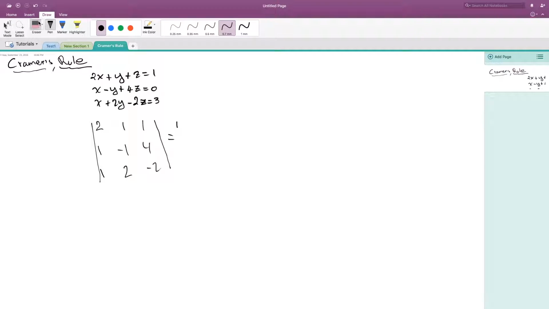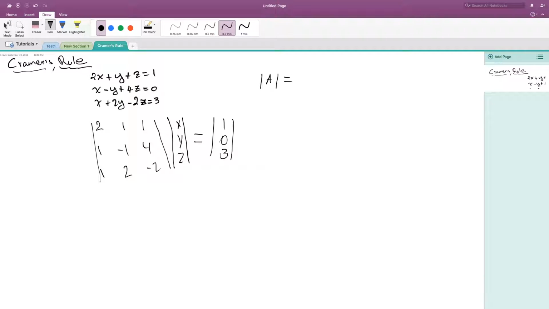Sorry, actually before I do that, I'm going to write the variables x, y, z here, so that this equals 1, 0, 3. So these are the answers. Okay, so the first thing we're going to do is find the determinant of the coefficient matrix.